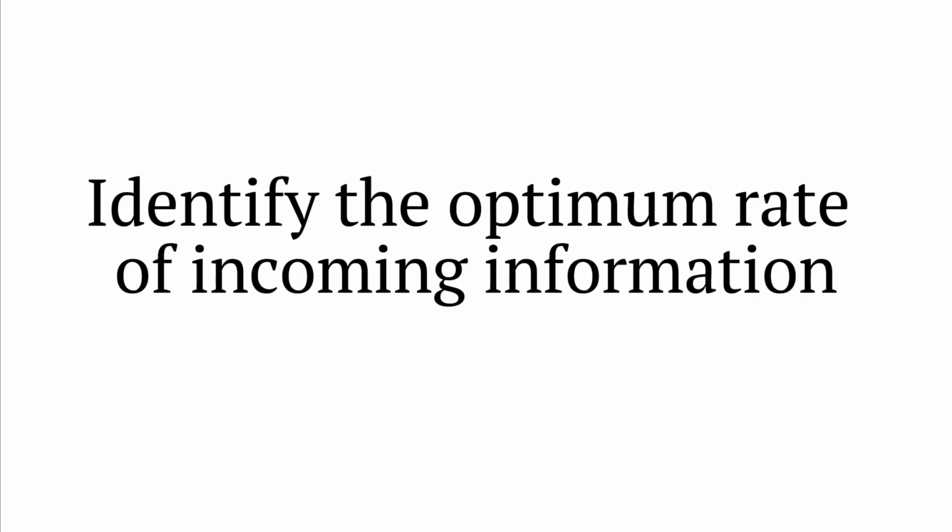The second is to identify the optimum rate of incoming information the person can cope with. What is it? Some individuals, high functioning, can cope with higher speed of talking and whatever. Others, it should be slower. So that is why you have to know this person, child, adult, to identify this rate of incoming information and give them chunks of verbal information they can cope with.